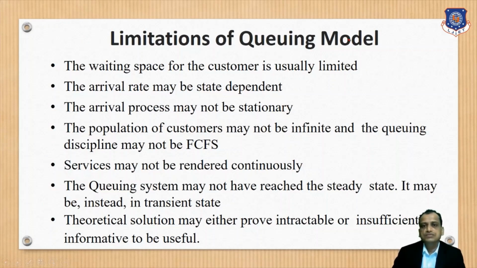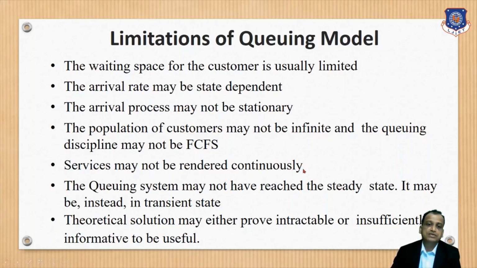Next, what are the limitations of the queuing system or queuing model? The waiting space: you might be thinking that I have already said the assumption is that it is infinite, but it is not usually the case. It is limited. The arrival rate is also state dependent, which means it depends upon the state of the system. Next, the process may not be stationary. In practical life, the arrival process is somewhat dynamic. The population of customers may not be infinite, and the queuing discipline may not be FCFS, or might follow some random behavior.